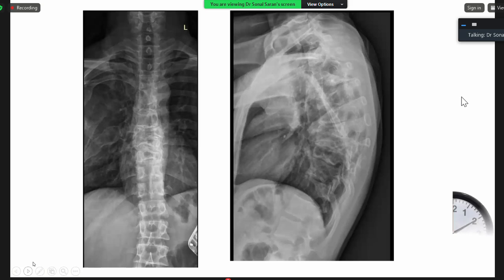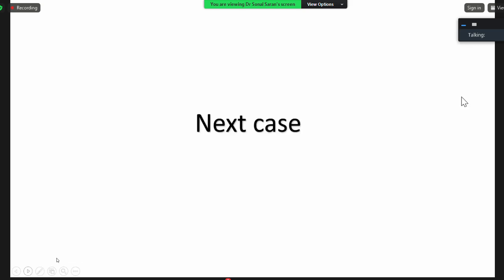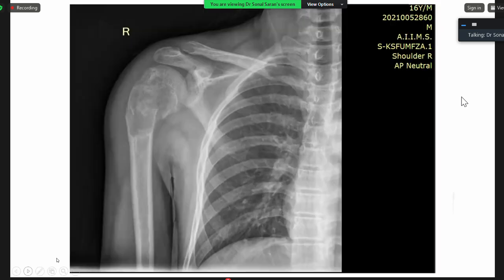So basically, this is a case of polyostotic fibrous dysplasia, which is affecting not only the vertebral bodies but also adjacent ribs. So this is a case of polyostotic fibrous dysplasia. Next case.